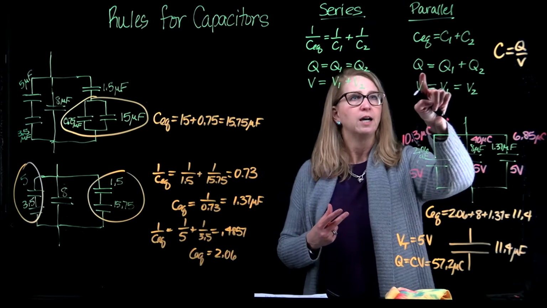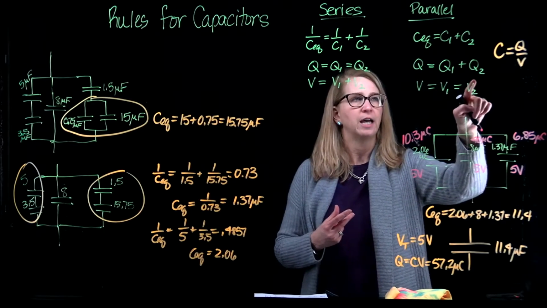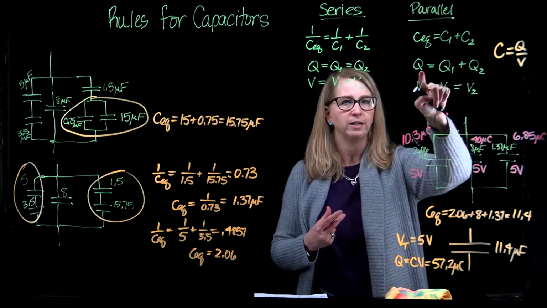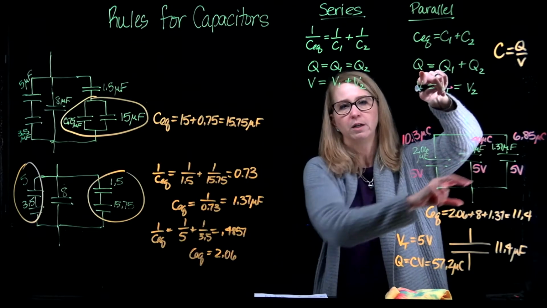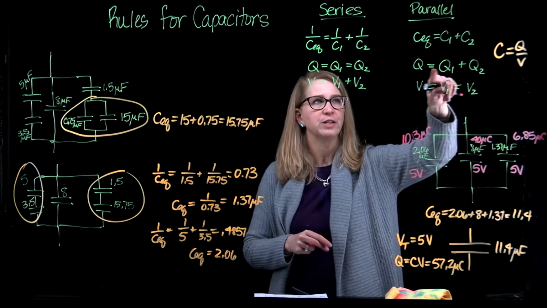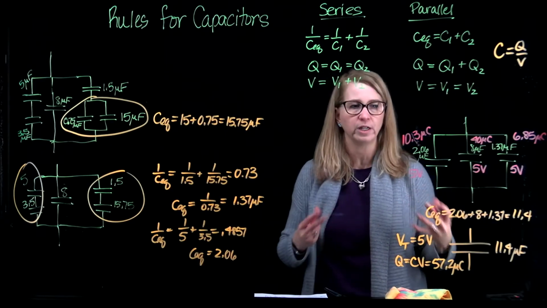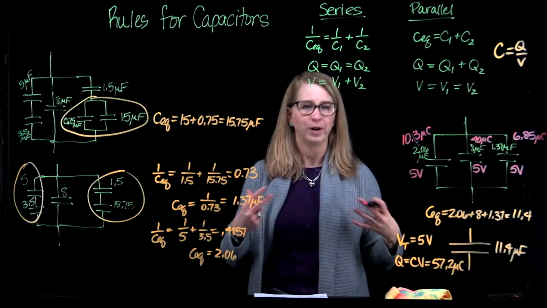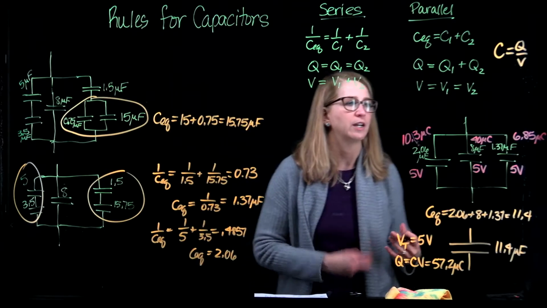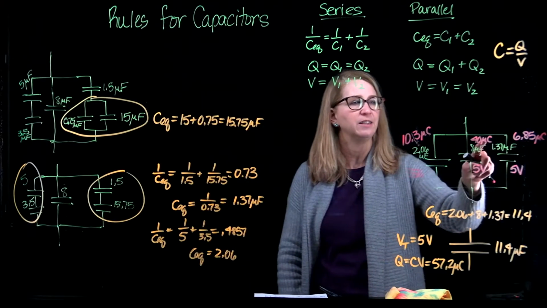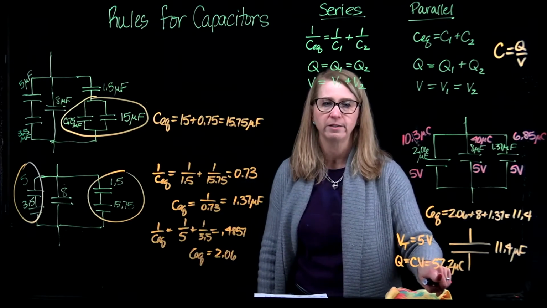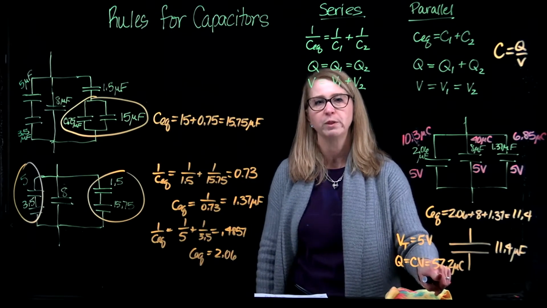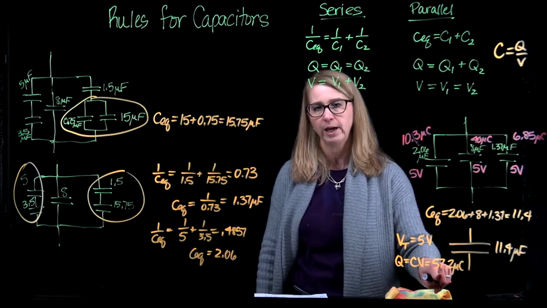But because of that rule, it turns out that the total charge that was available to be distributed among the capacitors is simply the sum that you find on each of the capacitors. What I'm getting at is we could test ourselves by adding these three charges and see that they're approximately the same as 57.2, because that was the total charge that we had available.